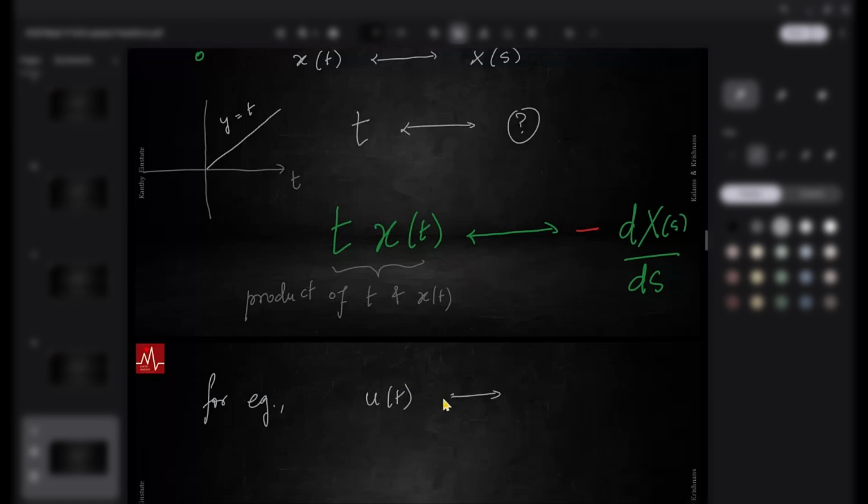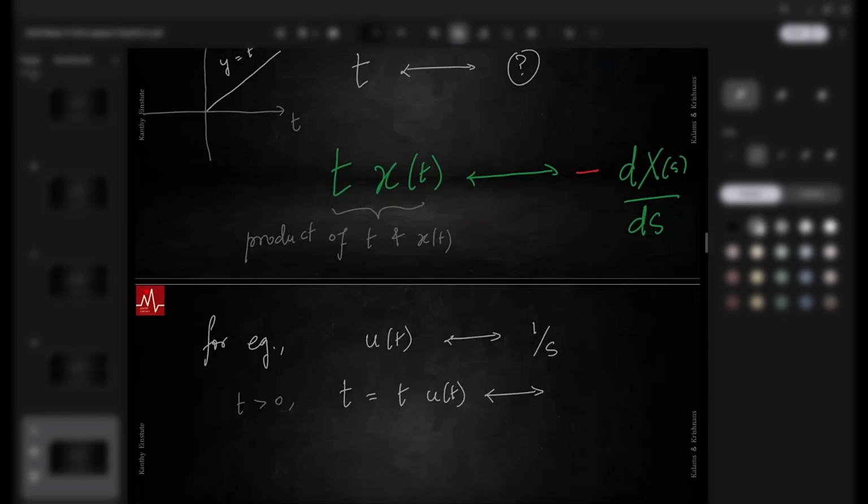u of t transforms to 1 over s. Then t times u of t transforms to... u of t is a constant one, right? At least for now, for t greater than 0, t is the same as t u of t. So you have a function and you are multiplying that by t. What should it be according to the boxed formula here?